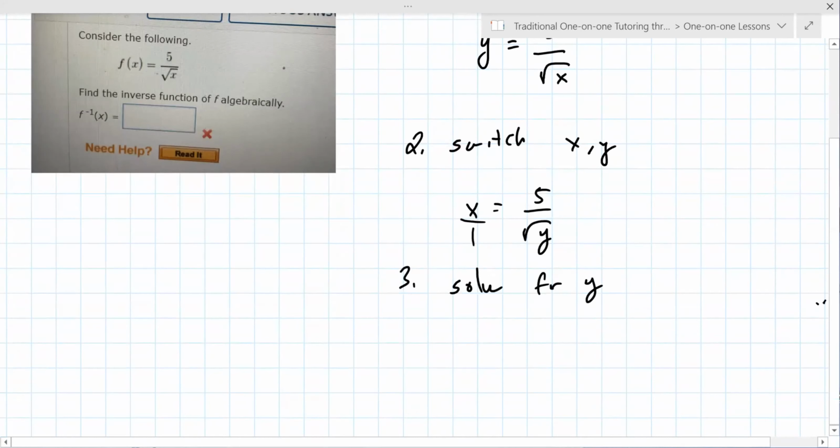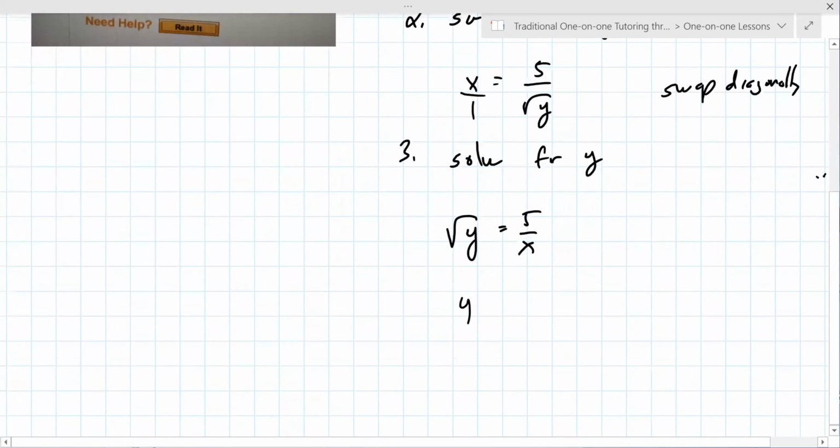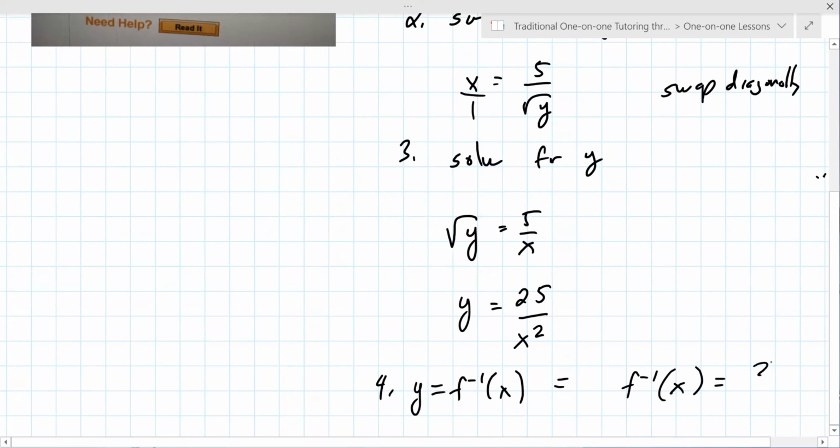So one of the things you can do is you can literally swap. You can always swap diagonally. You don't have to multiply. The action just moves. You get the square root of y equals 5 over x. And then you square both sides. So y equals 25 over x squared. And then kind of a last step here is y equals f inverse of x. It's just a notational thing. If it's graded by hand, they probably want to see this though.